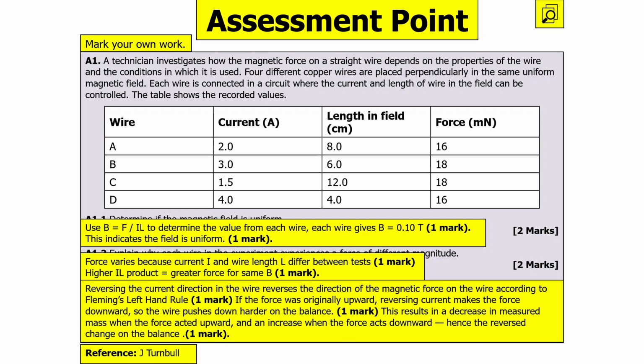Finally, reversing the current direction in the wire reverses the direction of the magnetic force on the wire according to Fleming's left-hand rule. If the force was originally upwards, reversing the current makes the force downwards, so the wire pushes down harder on the balance. This results in a decrease in the measured mass when the force acted upward and an increase when the force acted downwards, hence the reversed change on the balance.